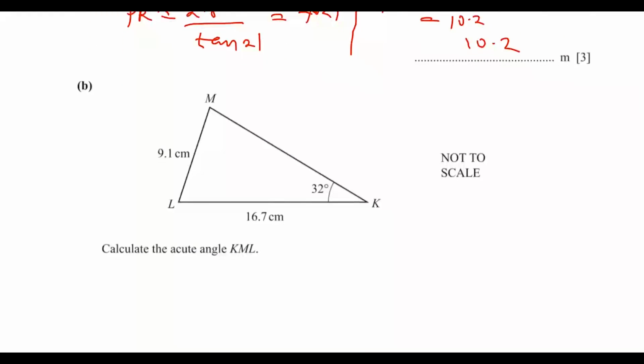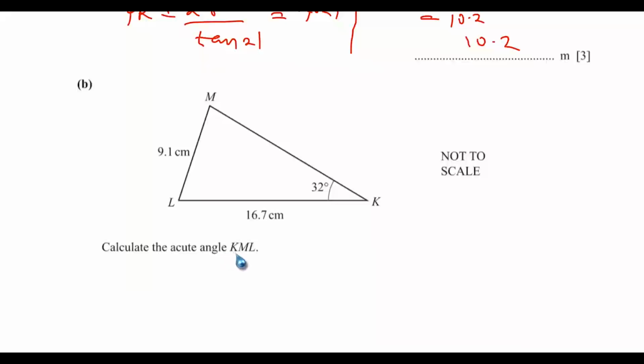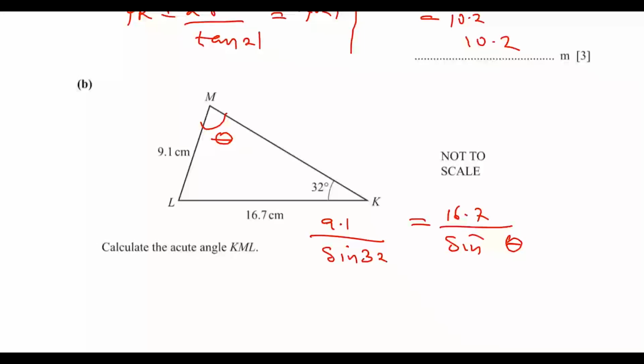Calculate the acute angle KML. So KML will be this angle here. Okay, so we can put theta there. That's the angle we want to get. So we can use sine rule. That will be side 9.1 over sine 32 degrees equals side 16.7 over sine theta.